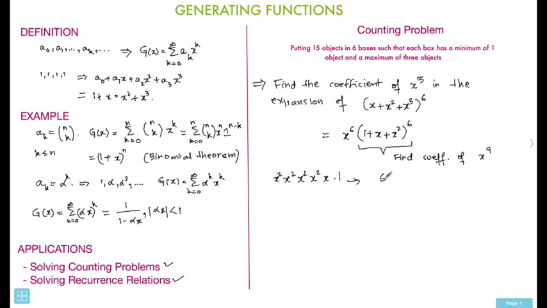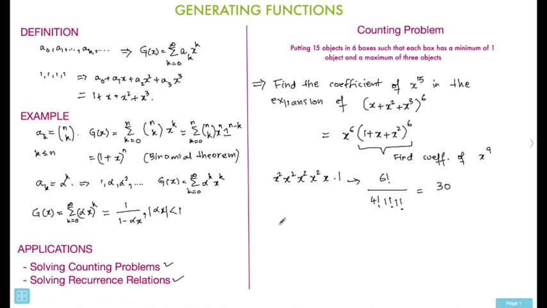We have 6 factorial, total number of items. First group is 4 factorial, which is x squared. Second group is 1 factorial, which is x, and third group is 1 factorial, which is 1. So this is equal to 30.